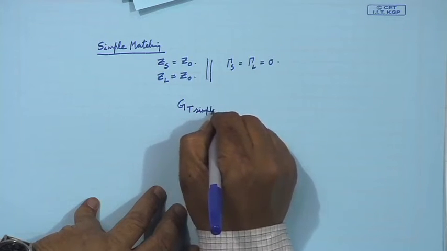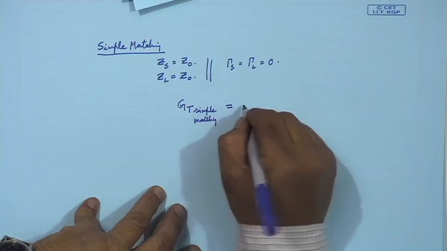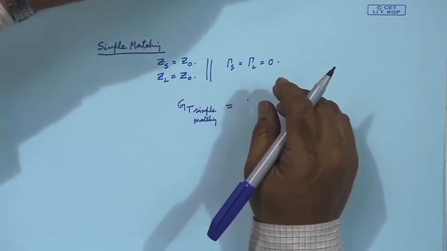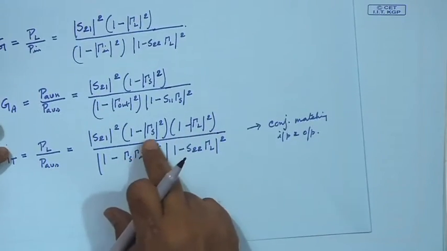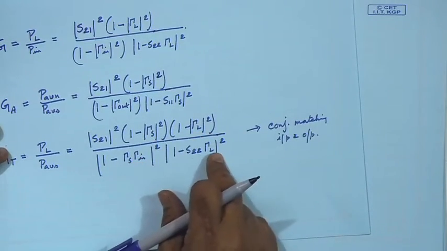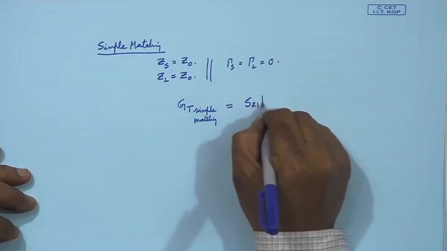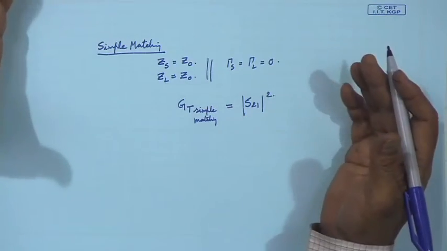simple matching, this will be what is the expression we have just done. So here if I put gamma s and gamma l as 0, it becomes simply S21 square. So by simple matching, whatever the transistor is giving me as a device, I can achieve that.